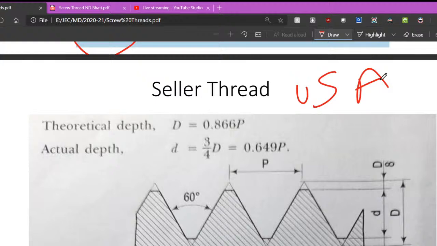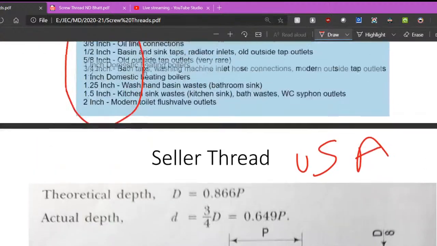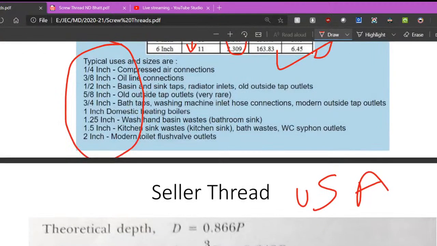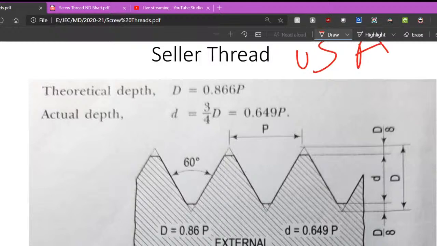So again, you see the basic triangle is the fundamental triangle. This is the fundamental triangle, and we have got it.